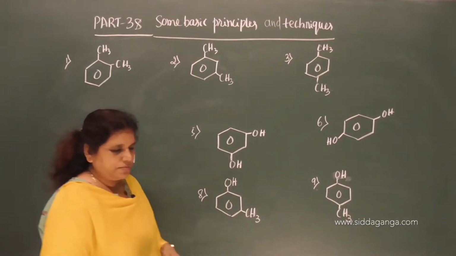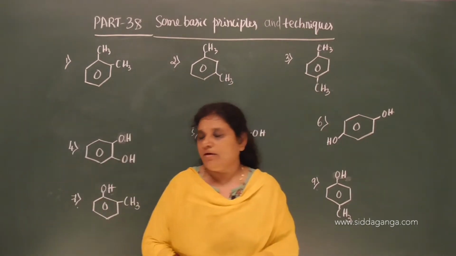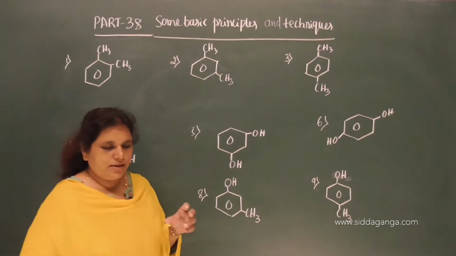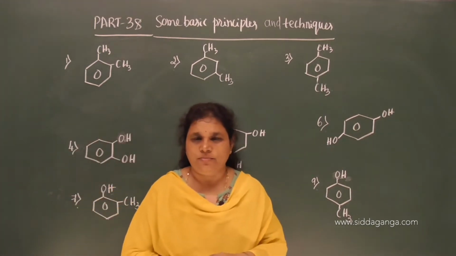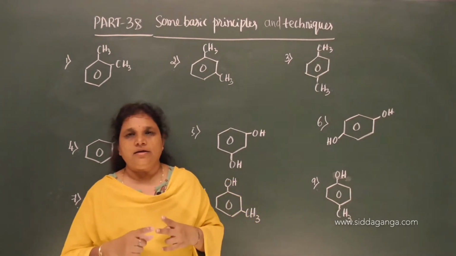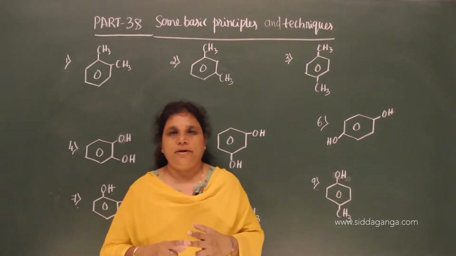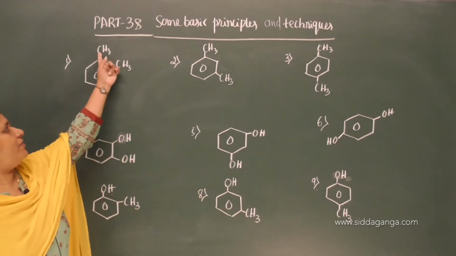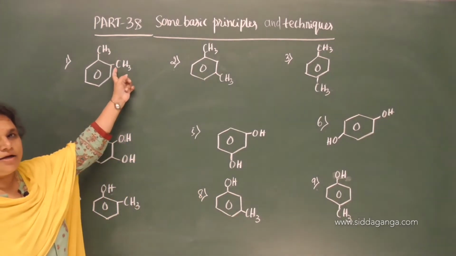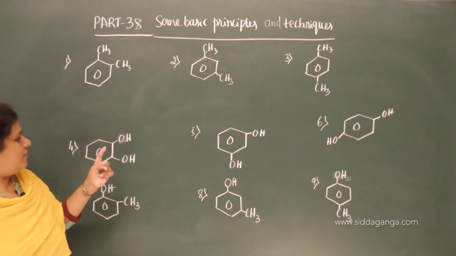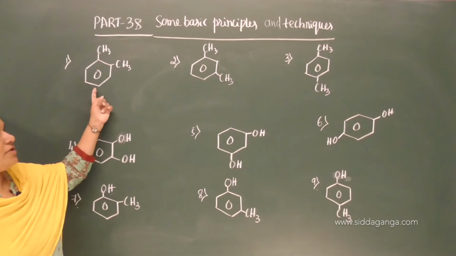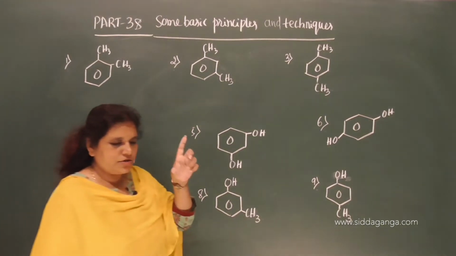Whenever 2 substituents are there on a benzene ring, we need to check the position of the 2 substituent groups, and if they are on adjacent carbon atoms, wherever it may be. See here, I have given this is the adjacent carbon atoms, and this is also adjacent carbon atoms. These two are also adjacent carbon atoms.